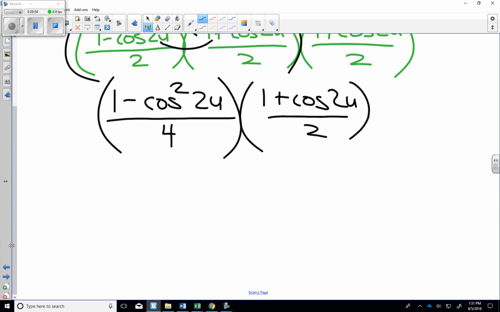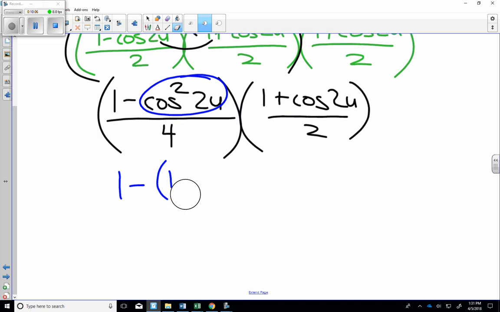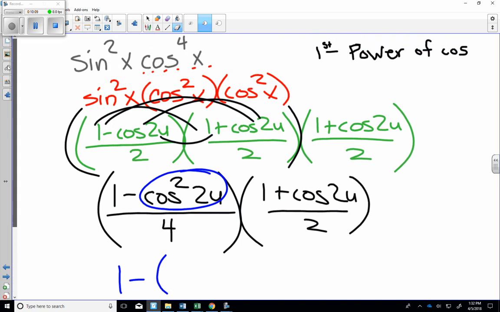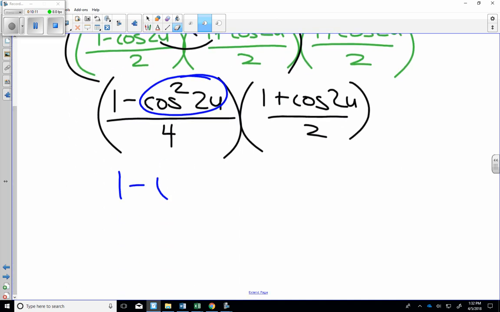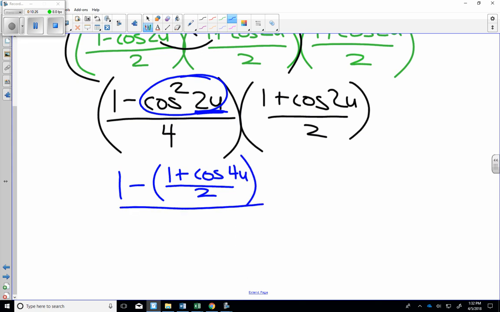Well, now we still have a squared thing here, so we've got to get rid of this again. And we know that cosine squared is 1 plus cosine of 2u over 2. But now this is 2u already, so 2 times that makes 4u, and then that is all over 4 like so.